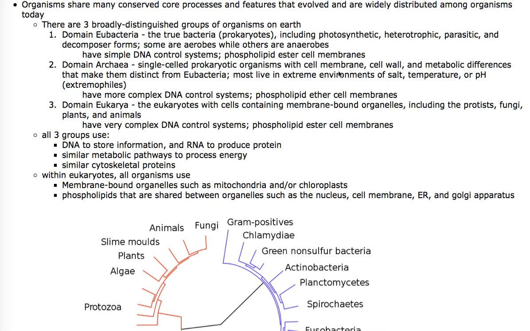So now it's time to talk about classification. How do we classify all these life forms we've been talking about evolving in the previous part of this unit? We use evolutionary history now.